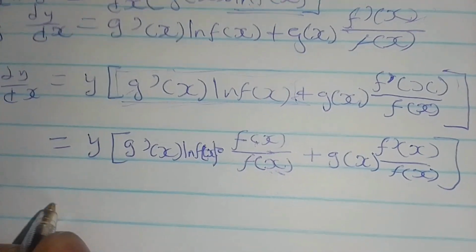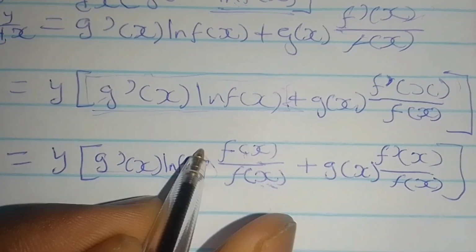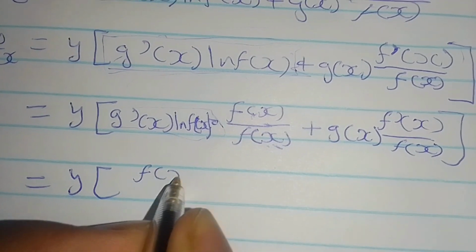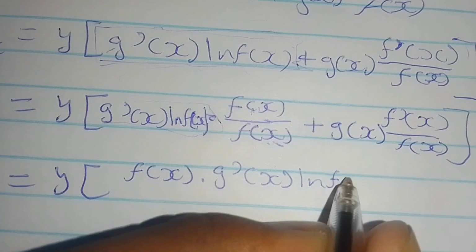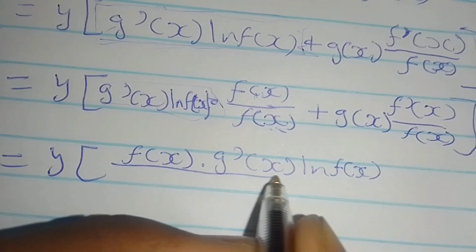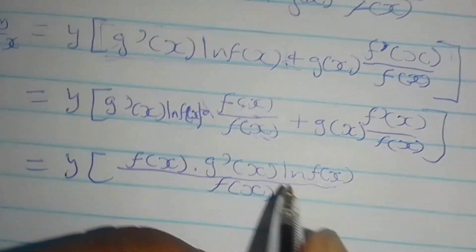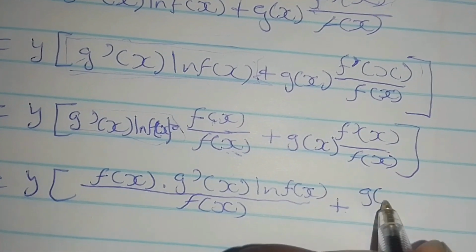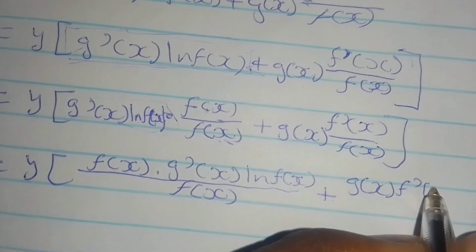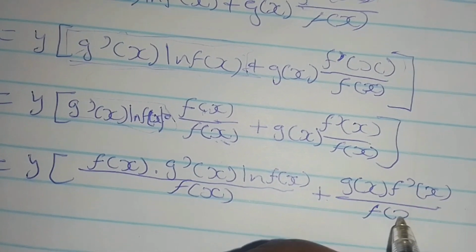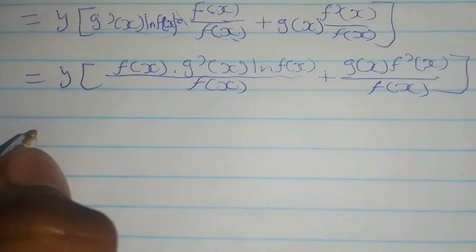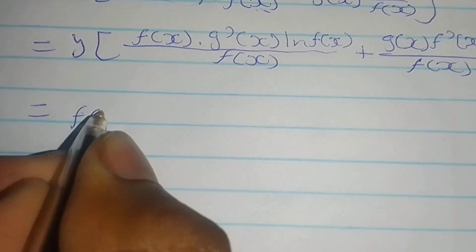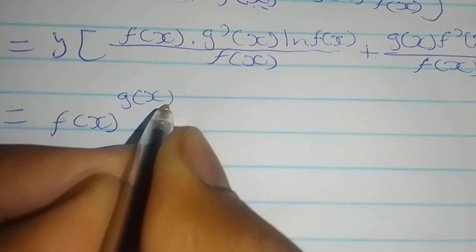Now I'm going to go further. When I have y, then I multiply this by this, so I'm going to have f of x multiplied by g prime of x multiplied by the natural log of f of x, divided by f of x. Now I have g of x times f prime of x divided by f of x on the side. So this is what I'm going to have. Now I'm going to further simplify this. What's my y? Y is equal to f of x to the power g of x.